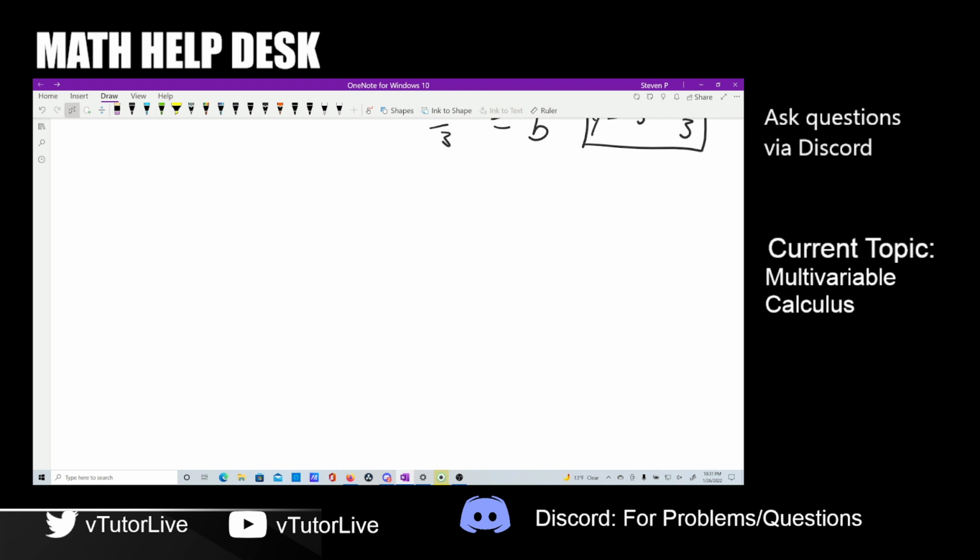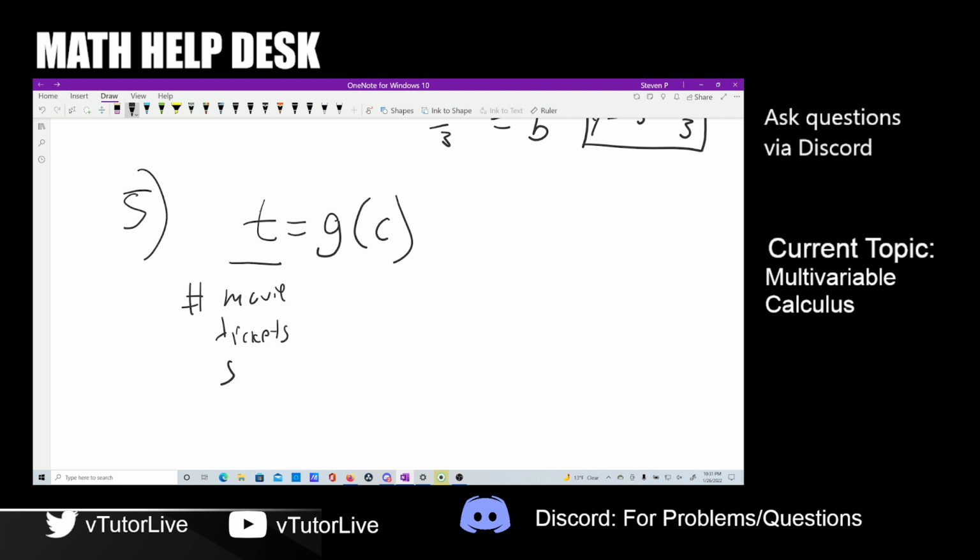Okay. I'll try number 5 from the practice midterm, which is: a movie theater has a differentiable function t is equal to g as a function of c, which models the number of movie tickets sold, and the cost of a single ticket is c.